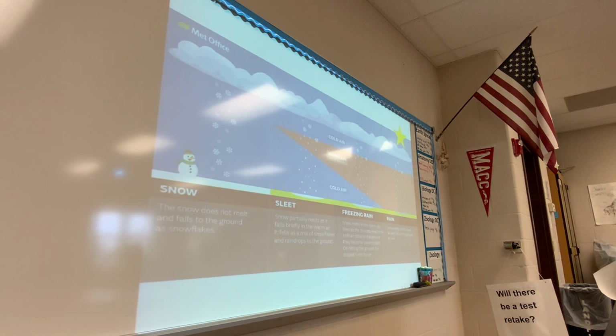This picture, again, is pretty good. If there is a warm patch of air, they leave the cloud as snow, but if the temperature on the surface is cold, then it can reach the surface and be snow. If they go through the warm patch, it could turn into sleet or freezing rain, or if it's warm at the surface, it could turn into complete rain.